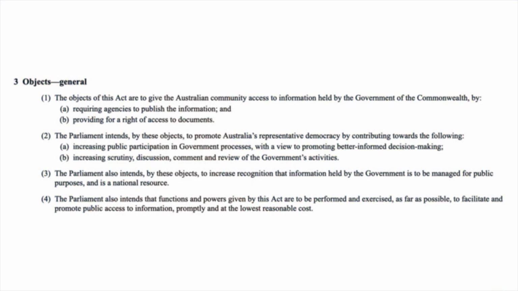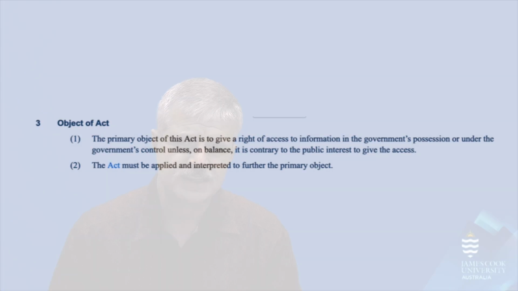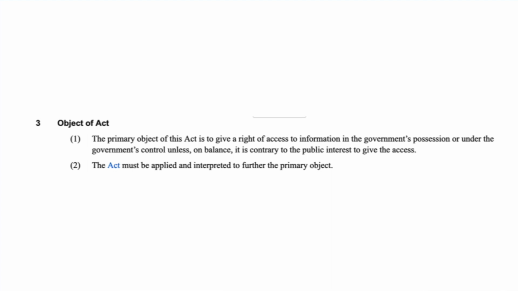In 1992, the Commonwealth Government passed the Freedom of Information Act. The purpose of the FOI Act is to give people access to government documents. Here's a copy of the Objects Clause of the legislation. There's a similar piece of legislation in Queensland called the Right to Information Act 2009. Its purpose is expressed even more succinctly, to give a right of access to information in the government's possession or under the government's control.